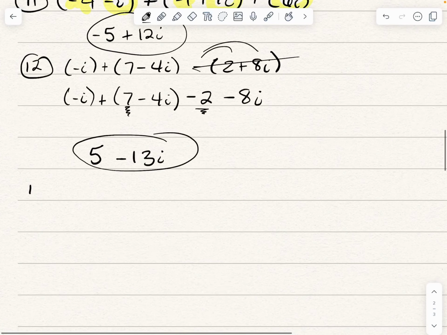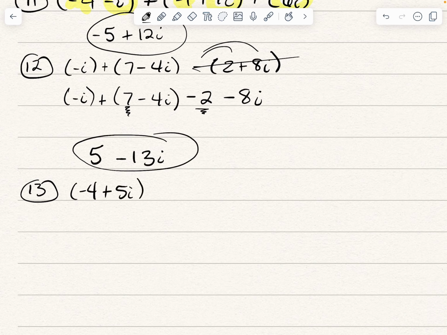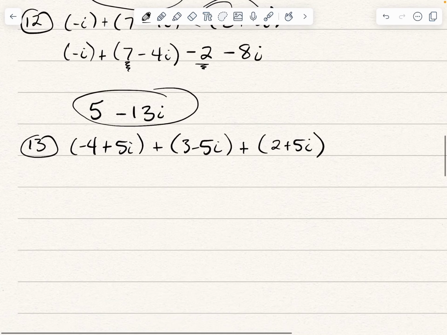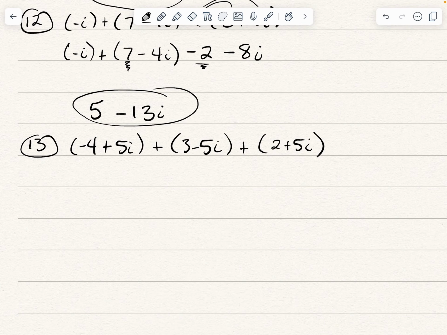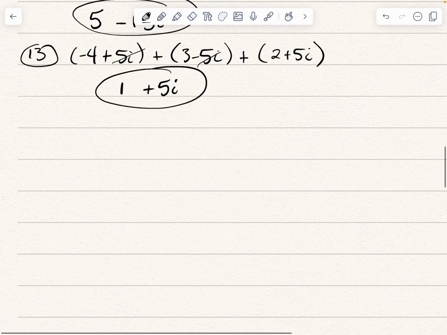So let's look at 13. 13 is -4 plus 5i plus 3 minus 5i plus 2 plus 5i. Okay, so again, looking at all my like terms, -4 plus 3 plus 2. Well, that's just a +1. 5i and -5i cancel, and then you have another 5i on the end. So 1 plus 5i is the answer for 13.